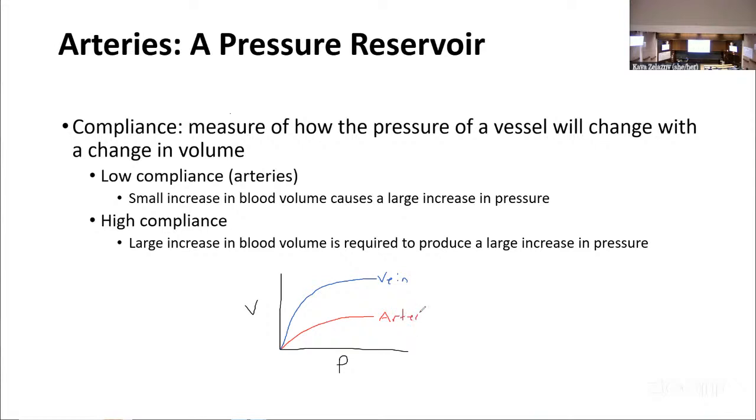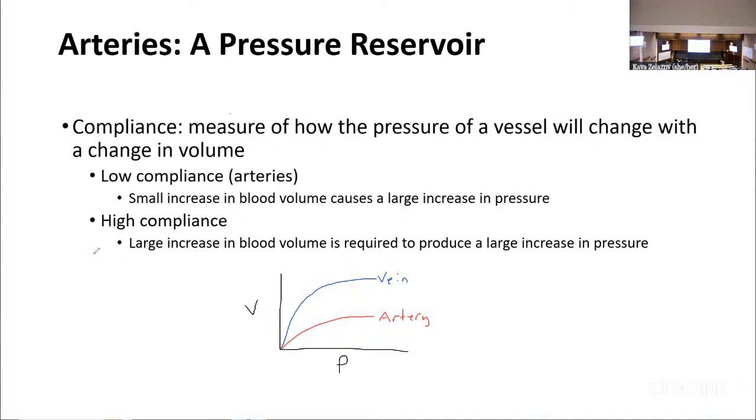Okay. So when we say that arteries have low compliance and small increases in blood volume cause large increases in pressure. Did I draw this backwards? No, I didn't. Okay.